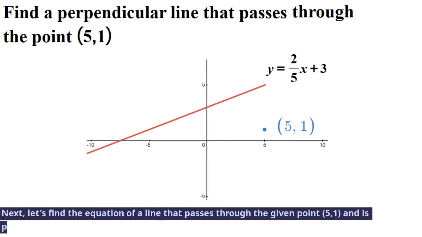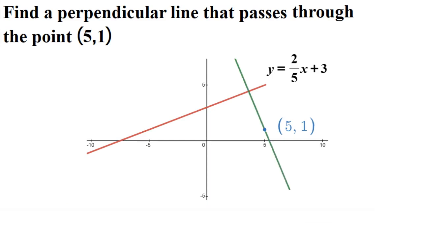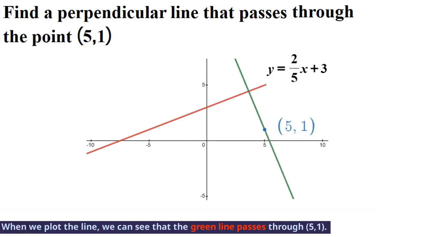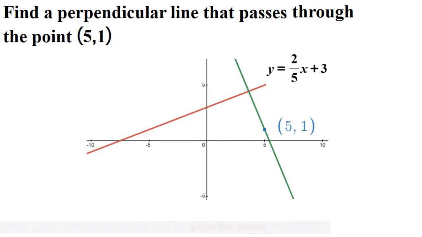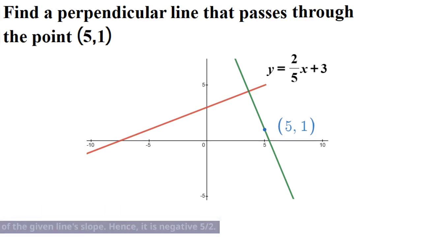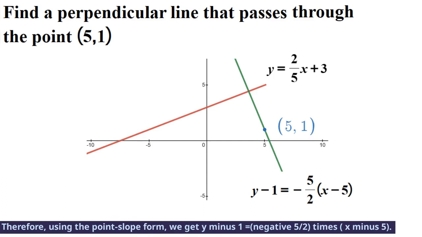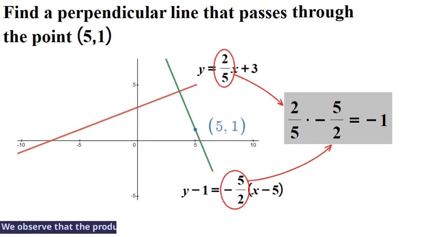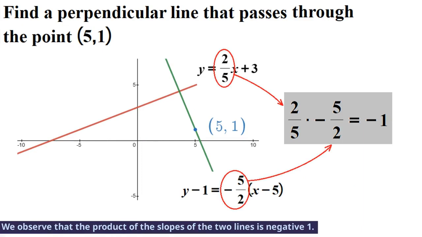Next, let's find the equation of a line that passes through the given point (5, 1) and is perpendicular to this line. When we plot the line, we can see that the green line passes through (5, 1). As we learned earlier, the slope of a line perpendicular to a given line is the opposite reciprocal of the given line's slope. Hence, it is -5/2. Therefore, using the point-slope form, we get y - 1 = -5/2 (x - 5). We observe that the product of the slopes of the two lines is -1.